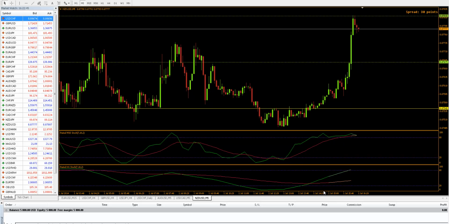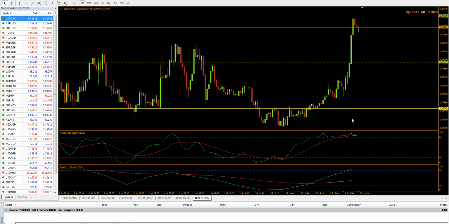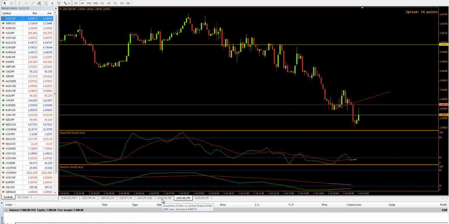The slope is positive on both the 1-hour stochastic and the 15-minute stochastic, but we are in an overbought area. So I recommend doing nothing, only waiting, because we have contrasting signals: a positive slope and a pivot point, but an overbought stochastic. So I recommend doing nothing on the New Zealand dollar with this strategy at the moment. Hope I was clear, guys.